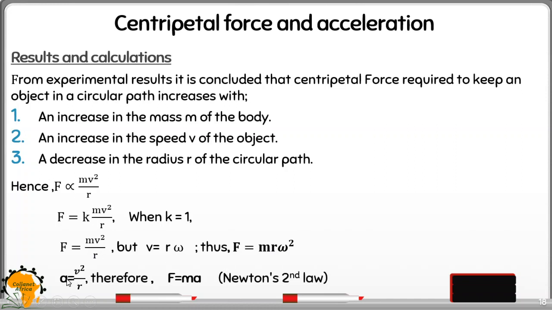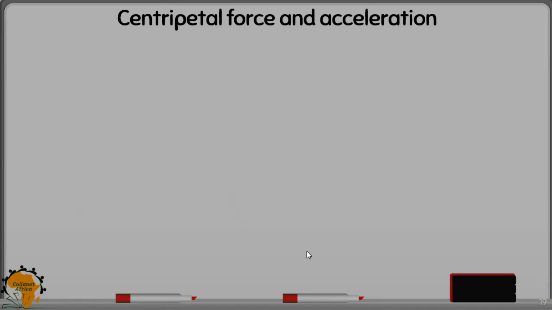And our a, that is our acceleration, is v squared over r. So again, if we replace v squared over r with a, we will find that our F, which is our force, is equal to ma. If you remember Newton's laws of motion, this is the second law of motion.